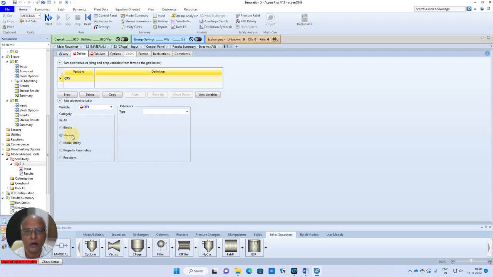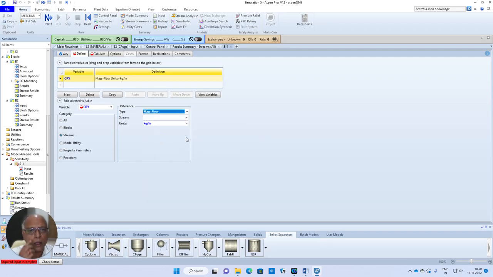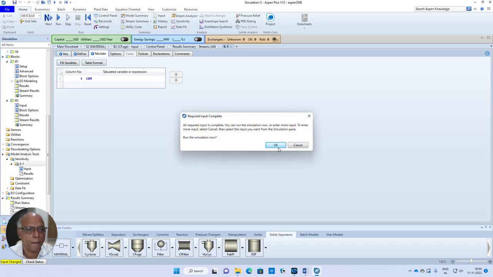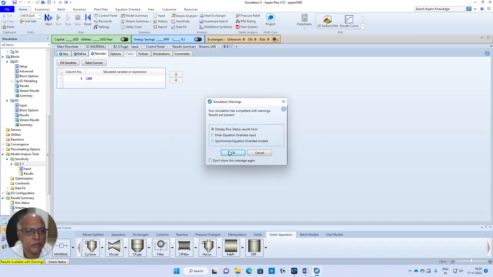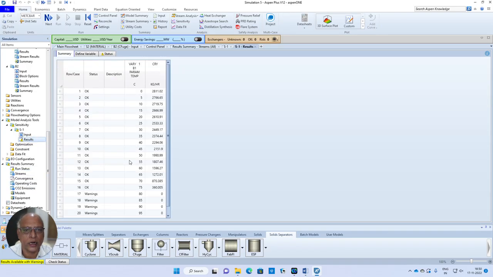This is a stream variable. Stream is what is it that we want to see? Mass flow. Stream is S2. The exit substream is CI solid. Constituent is the crystals. Fill variables. Next. Problem. There were some errors. You can see why those errors.